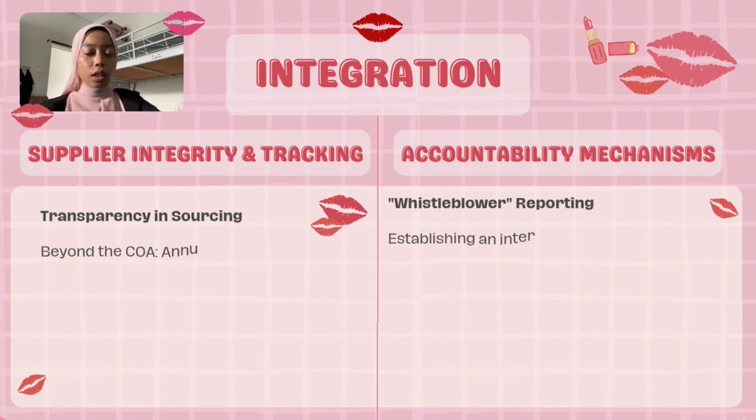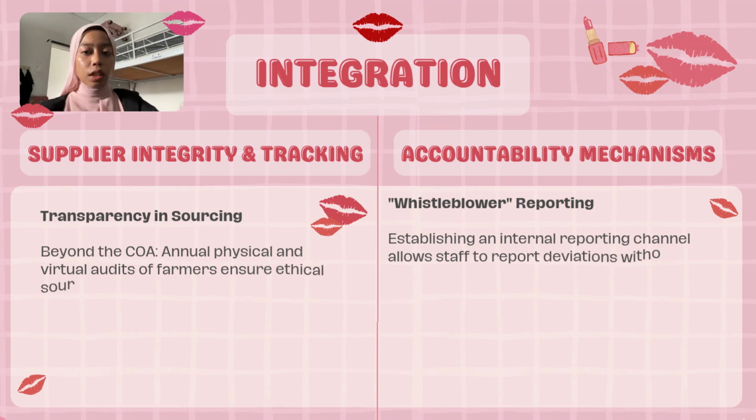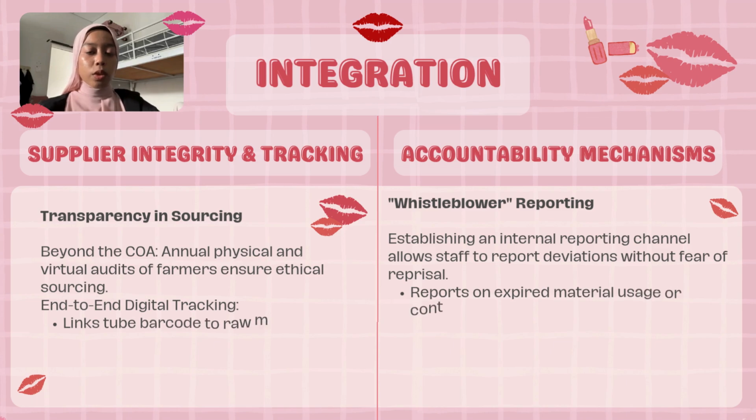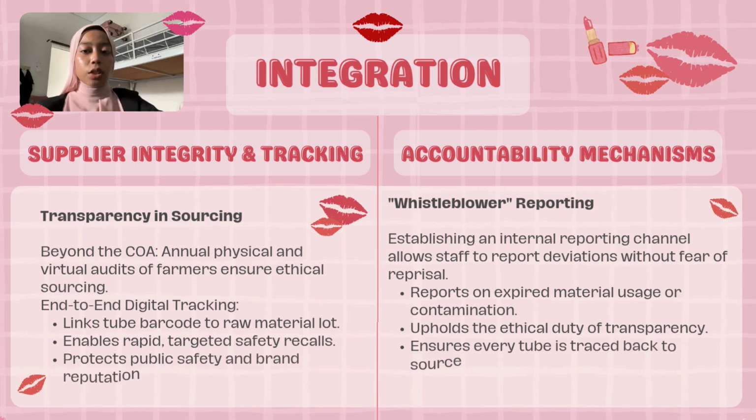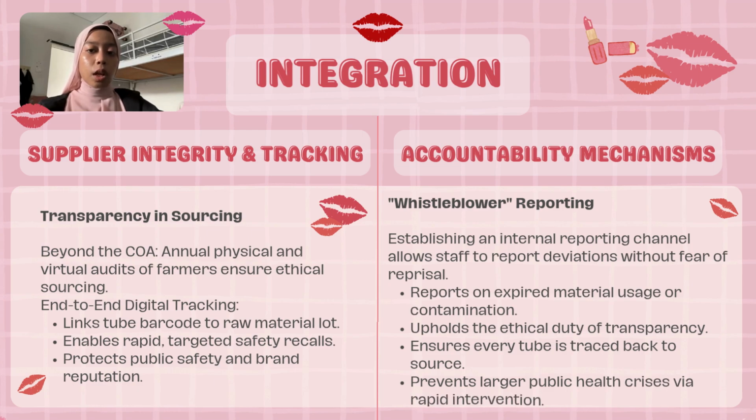This is where technical quality meets professional responsibility. First, supplier integrity and tracking. Ethics begins with our suppliers. We go beyond just checking paperwork. We conduct annual audits of our farmers to prevent supplier fraud and ensure we are not using toxic or fake ingredients. This is supported by our digital traceability system, which links every barcode back to the original lot of raw materials. If a safety issue is found, we can execute a rapid recall within hours.